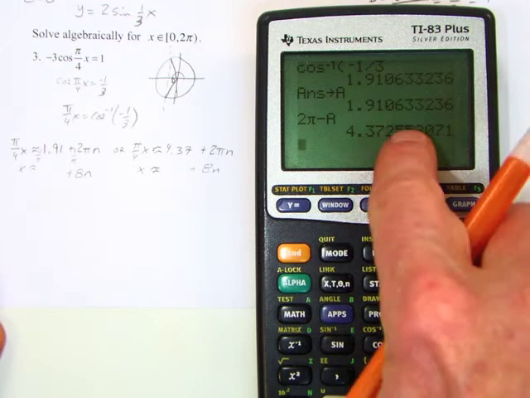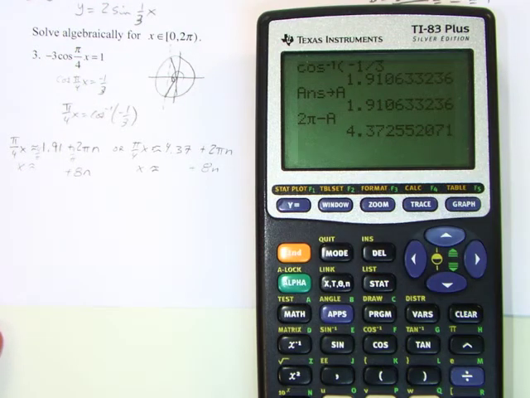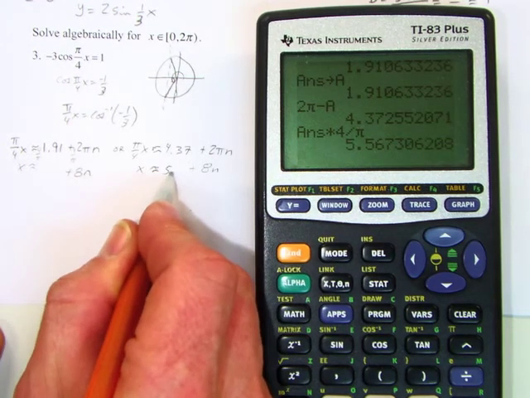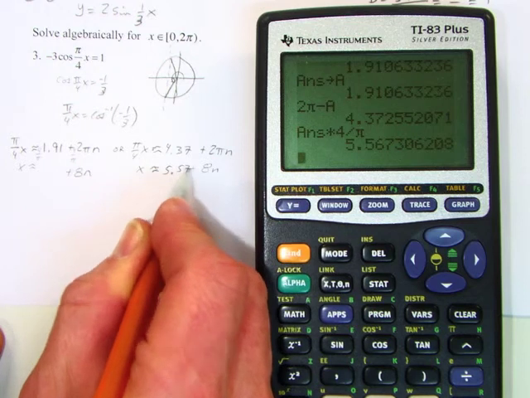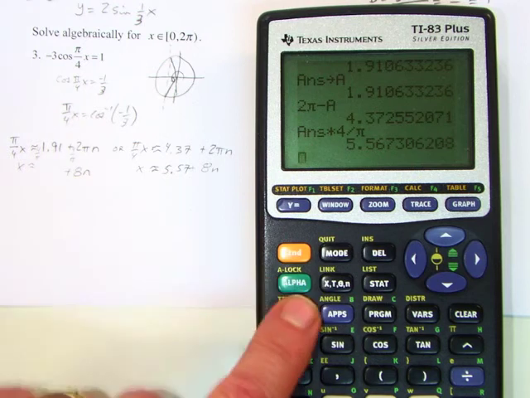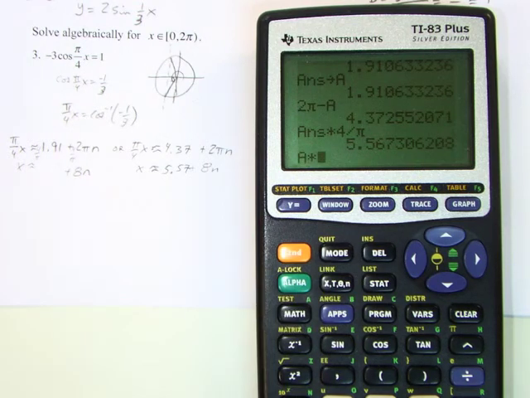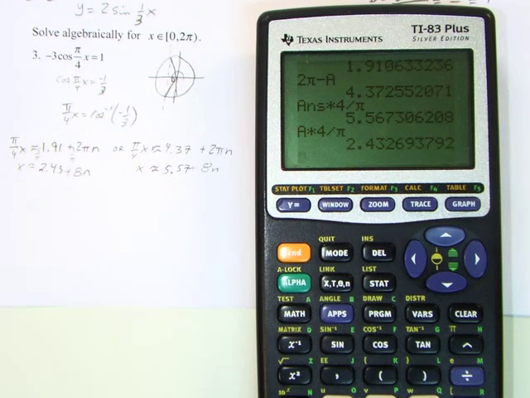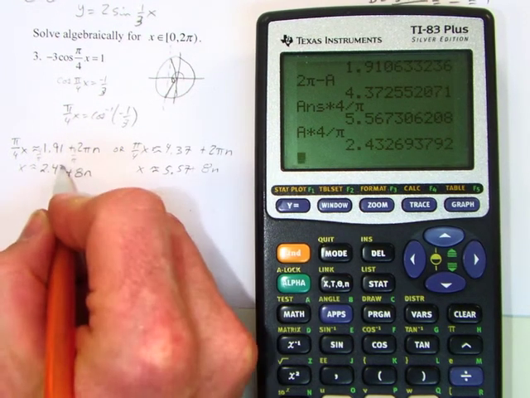Since this 4.37 number is on my screen, I'm going to use that one first. So I'm just going to hit times 4 divided by pi. And I get 5.57. Now I need to do the same thing to the previous one, but that was in A. So I'm going to say alpha A times 4 divided by pi. And I'll get 2.43.